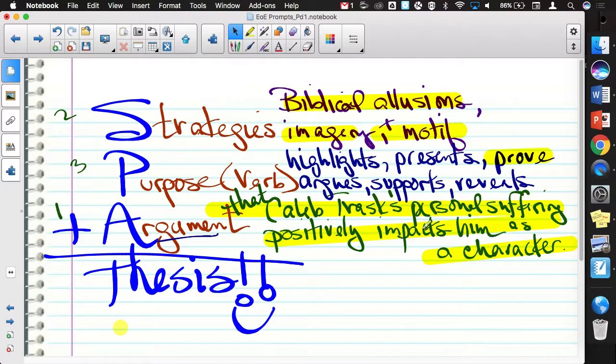One other little subtle thing here. Notice the verb tense. Positively impacts him as a character. It's impacts, it is not impacted. All right, it's present tense. So while writing about what happens in the book, it is present tense.